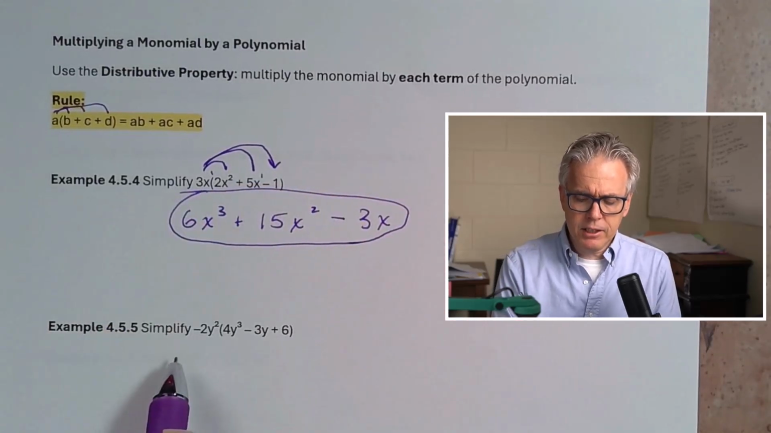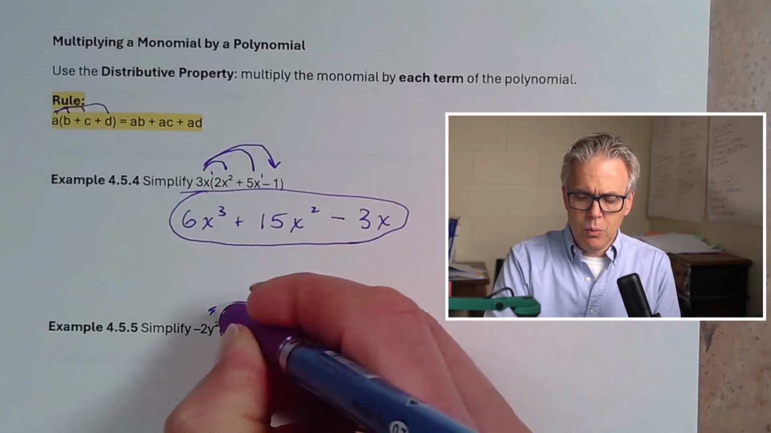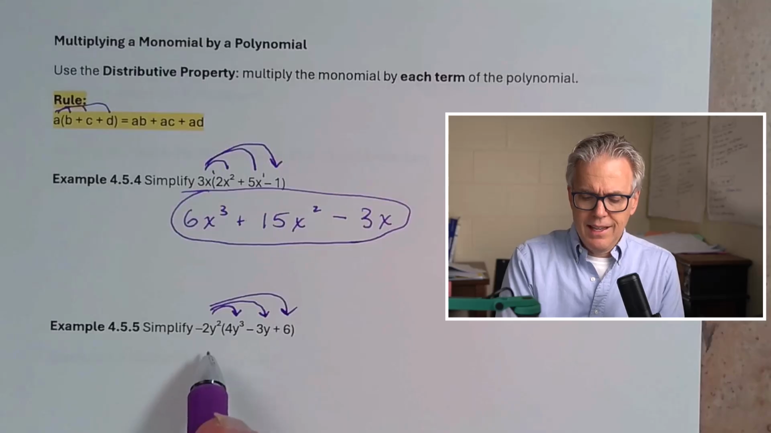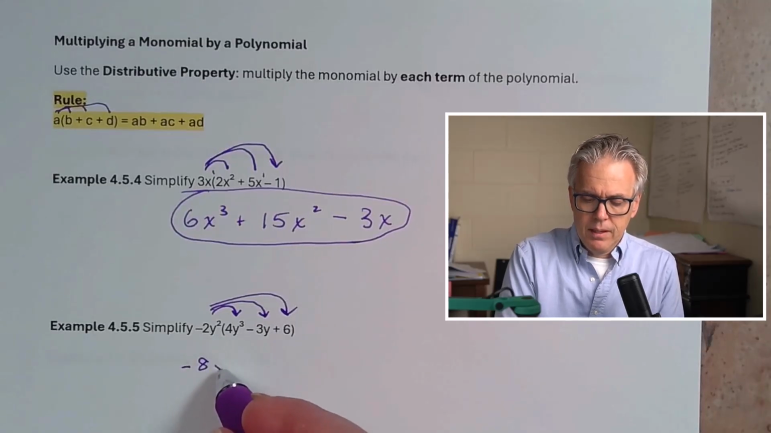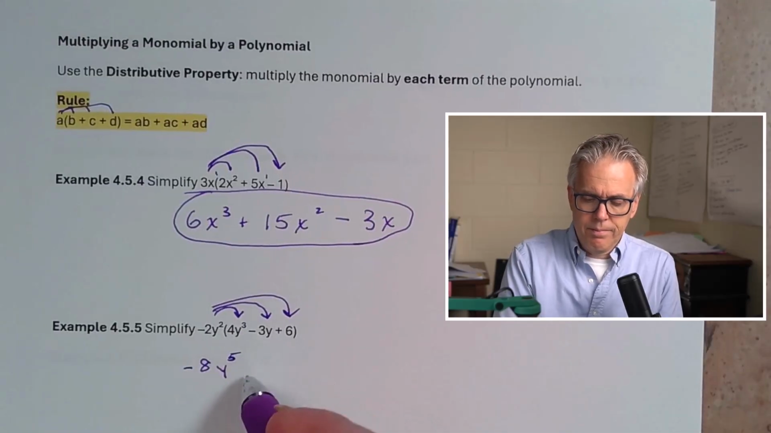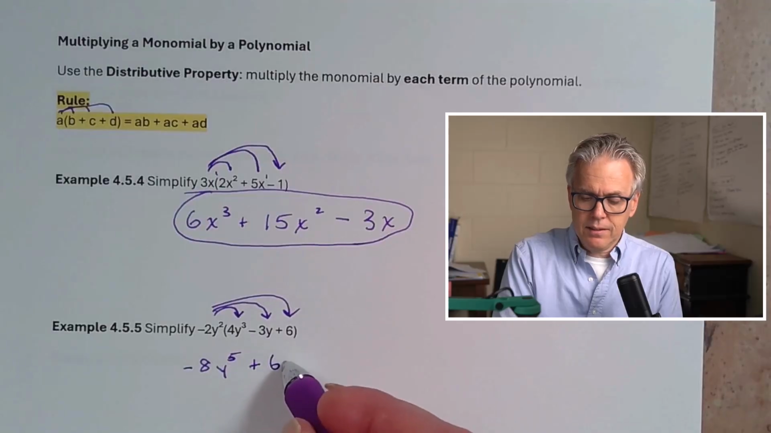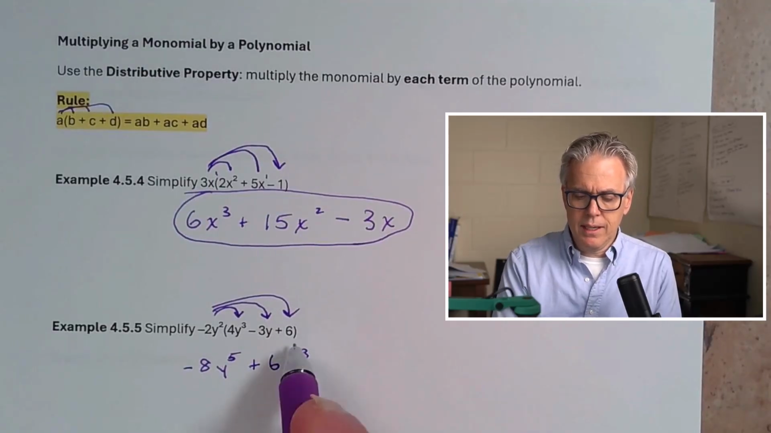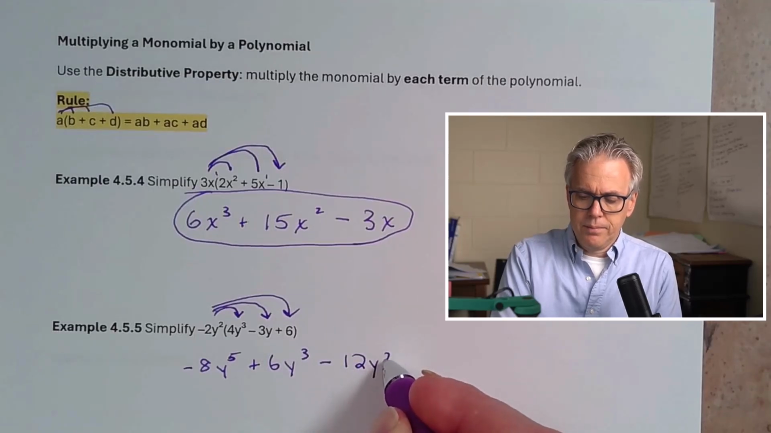All right. Next example. Same thing, except this time we have a negative sign to sort of worry about. So negative 2y squared times a positive 4y cubed. Negative 2 times 4 is negative 8. Y to the what? 2 plus 3 is 5. And then we have negative 2 times a negative 3 is a positive 6y cubed. And then a negative 2y squared times 6 is going to be a minus 12y squared.